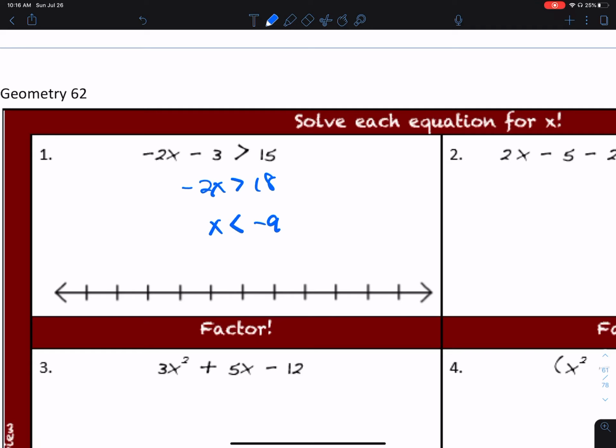X is less than -9. To graph that, find -9 on your number line. You can put it any place. Less than without an equal sign is an open circle. And then less than, we're going to shade to the left.